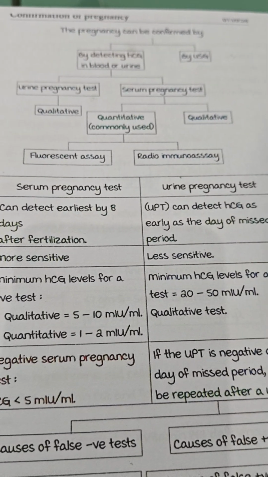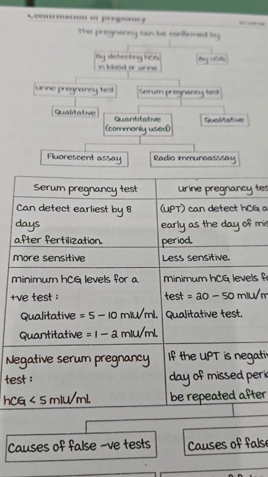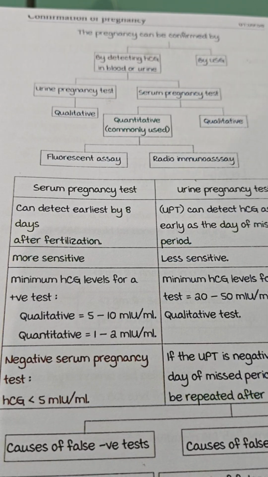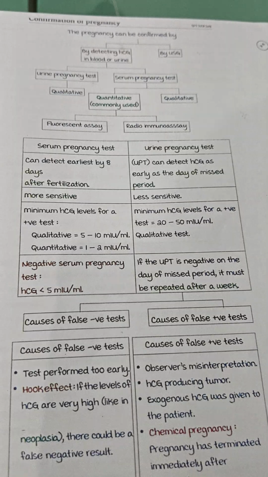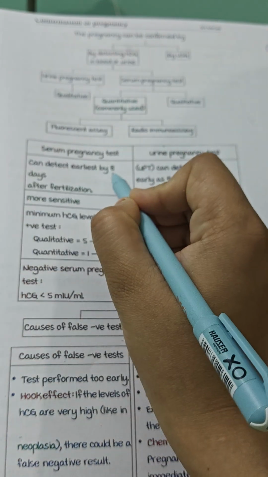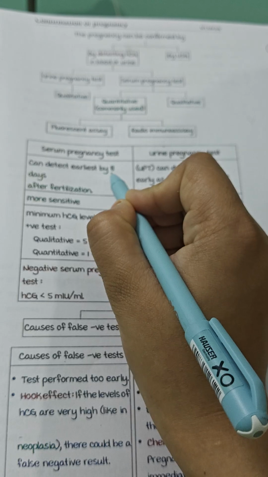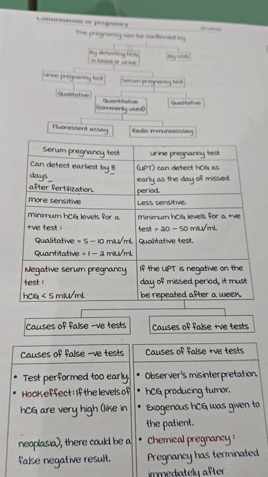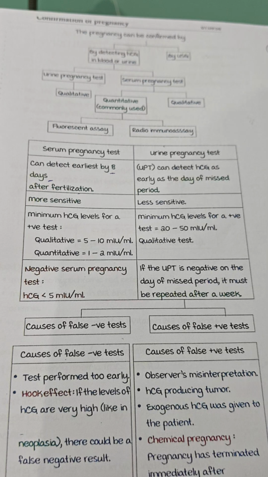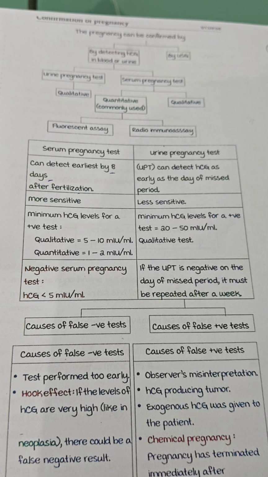So what are the serum pregnancy tests? What is the difference between serum pregnancy test and the urine pregnancy test? Serum pregnancy test detects pregnancy earliest by 8 days after fertilization, means at around day 24. So it can detect pregnancy at around day 8 of fertilization, while UPT detects pregnancy as early as the day of the missed period. So what is more sensitive? If it is detecting pregnancy 4 days earlier, then serum pregnancy test is more sensitive and UPT is less sensitive.